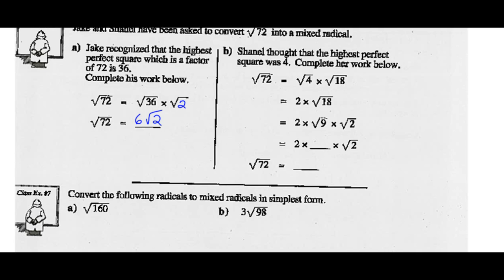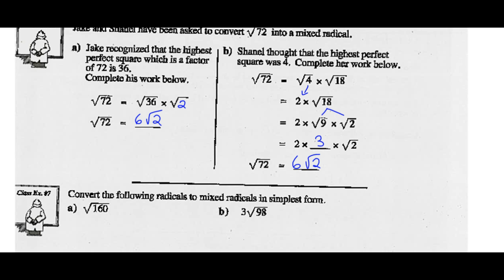Chanel thought that the highest perfect square was 4, so complete her work. So 4 times 18 is definitely 72. The square root of 4 is 2, so you've got 2 radical 18. But then she recognized that 18 can be written as radical 9 times radical 2. And the square root of 9 is 3. So 2 times 3 is 6, and there is no perfect square of 2, so it's also 6 radical 2.